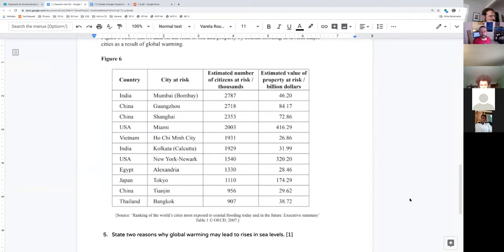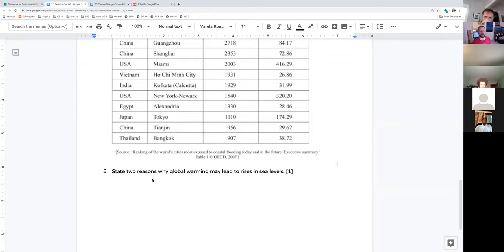Well, that would be the melting ice, right? The glaciers on land melt into the ocean. It expands. Absolutely. When water gets warm, it expands. So all of these cities are at risk because of the expansion of water when it heats up. Okay, so those are the two main reasons: melting ice and expansion of water.